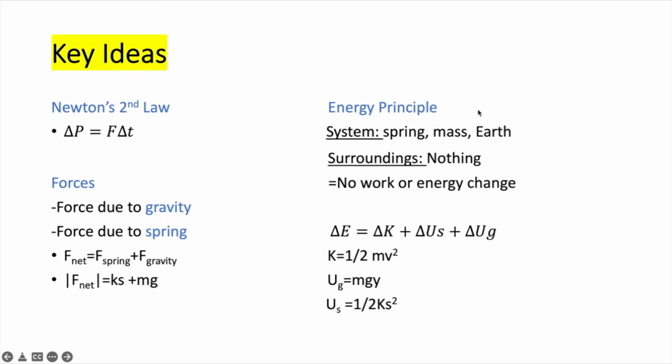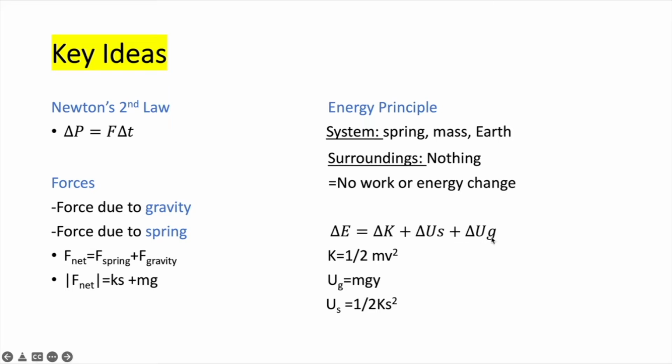The other main principle is the energy principle, and as we can see, it defines a system of the spring, mass, and Earth. Because there's nothing in the surroundings, there will be no work or energy change. The change of the energy will be equal to the change of kinetic energy plus the potential spring energy and the potential gravitational energy.